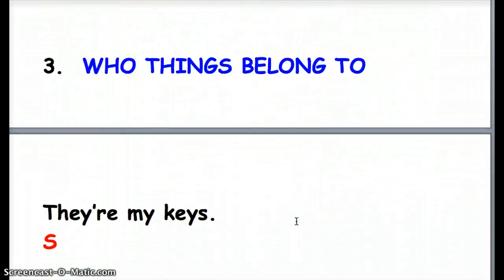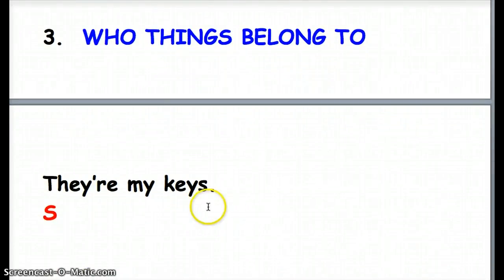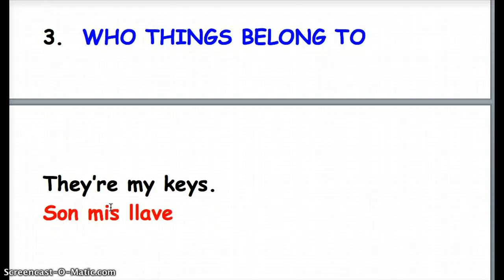Who things belong to also fall into the category of ser. So it makes them what they are. Jaden being my son, these keys being mine, they make them who they are. So they're my keys, son mis llaves.